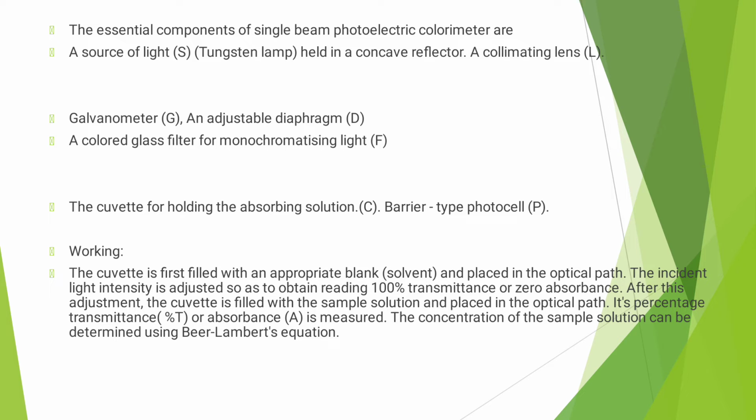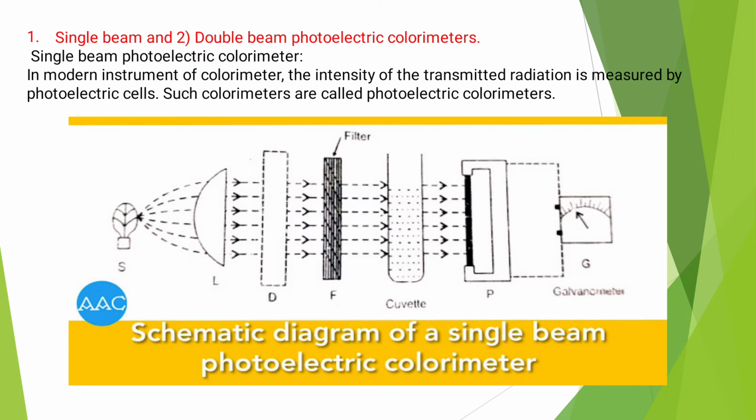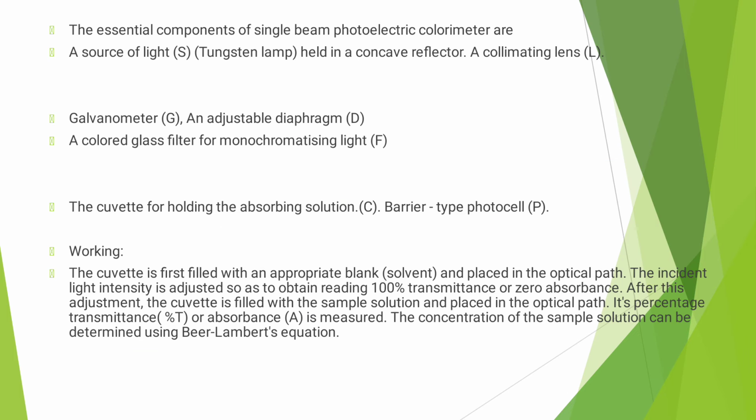And what is the source of light? It is a tungsten lamp. Source of light is nothing but a tungsten lamp held in the concave reflector, and collimating lenses. The first one is the source of light. This is nothing but tungsten. This is the tungsten lamp. It is the source of UV light or visible light.